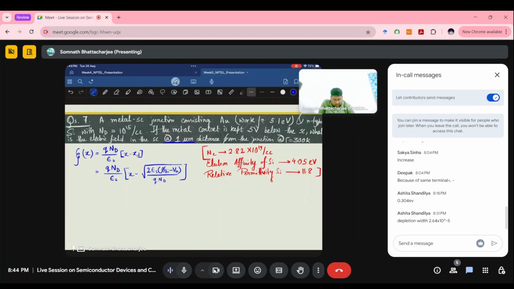Also for this we have to first get the value of this. This is nothing but q phi_b minus kT by q ln of N_c by N_d. Yes, these are the equations we have to use, and you just have to put the values here.